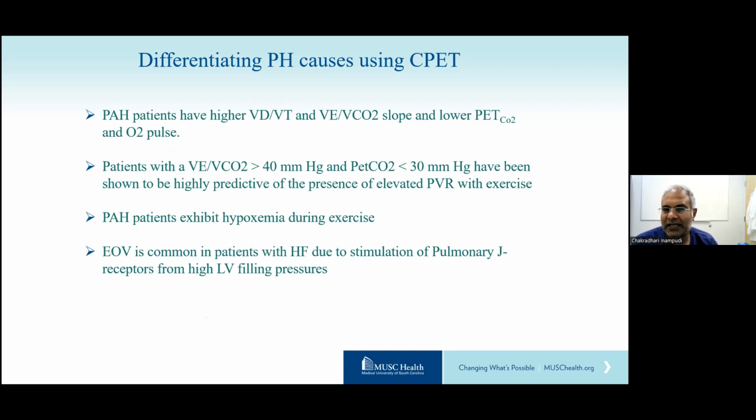And PAH patients classically exhibit hypoxemia during exercise, which you don't see in PH due to left heart disease. However, exercise oscillatory ventilation is very common in patients with heart failure who have coexisting pulmonary hypertension due to left heart disease, due to stimulation of the pulmonary J receptors from the high LV filling pressures. And we just reviewed the mechanism of the EOV in the previous slides.